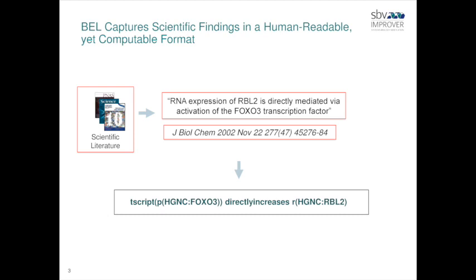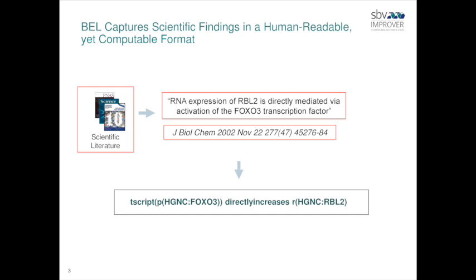And if you move further and translate this into the BEL language, we see that this is a very readable format, so it's easy to understand that the transcriptional activity of the FOXO3 protein is responsible for directly increasing the RNA expression of the RBL2. And so this general format enables you to very easily capture findings as you find those in the literature into the BEL language.